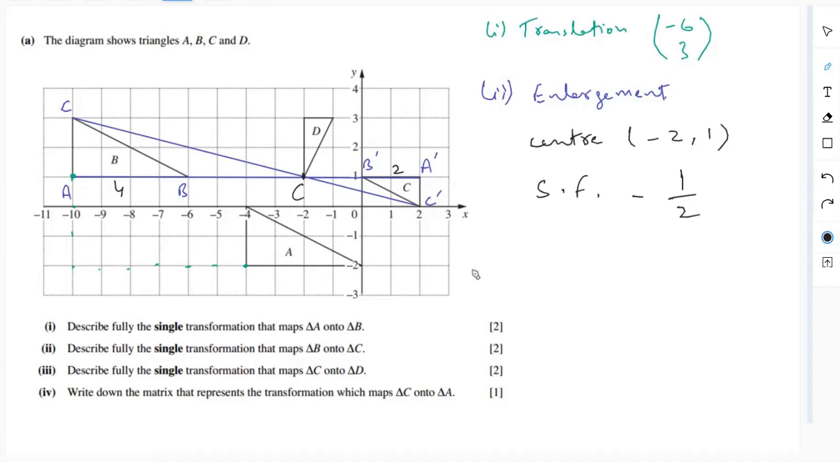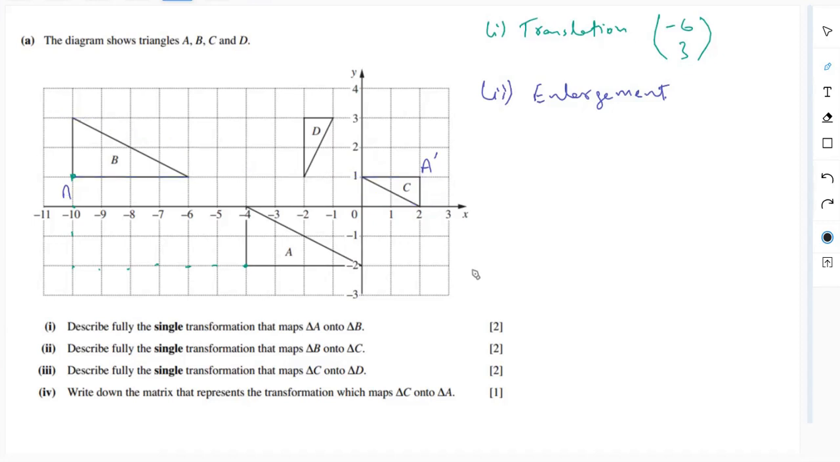All right. Describe fully the single transformation that maps C onto D. Okay, C onto D. So I'm going to erase that stuff from here ताकि clutter कुछ कम हो जाए हमारे पास. अब यहाँ पे भी देखें, अब जब पेंसिल से कर रहे होगे फिर आप पिछली वाली वर्किंग अपनी रिमूव कर सकते हो ताकि clutter थोड़ा कम हो जाए. It helps you understand better as well. Okay, I've erased the second part from there. Now let's look at the third part.